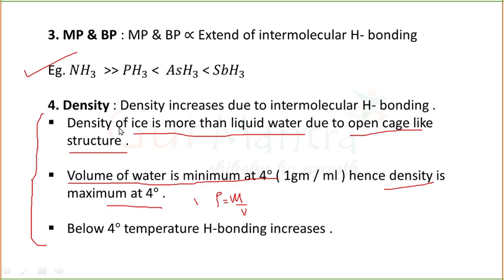Number 1 point is density of ice is more than liquid water due to the open cage-like structure. In this particular point number 1, you have two things to learn. Number 1, the density of ice is always greater than the density of water. Why? Because of the open cage-like structure of ice. And second point is what is the structure of ice? So the answer is open cage-like structure. This question has been asked previously. What is the structure of ice? So the structure of ice is open cage-like structure. Second point is volume of water is minimum at 4 degrees Celsius.